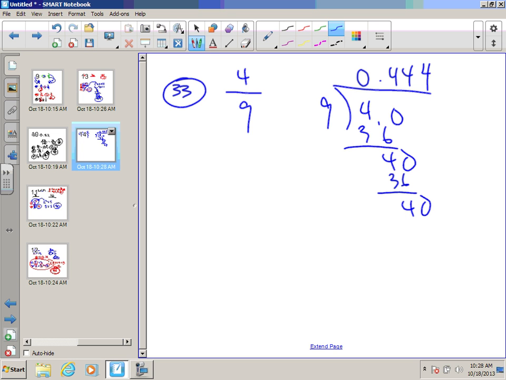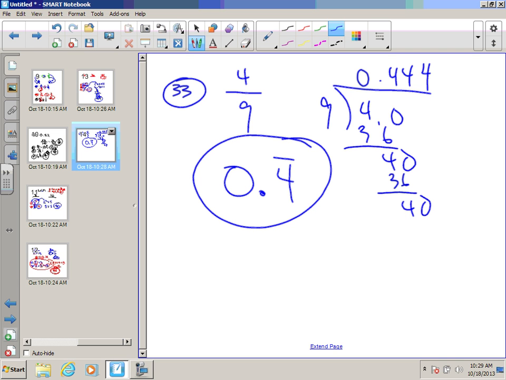Okay, so how am I going to tidy this up and write it the correct way, Brandon? How many 4s am I going to put? 1. That's all we need. 4 is what repeats. That's what I want to put down.